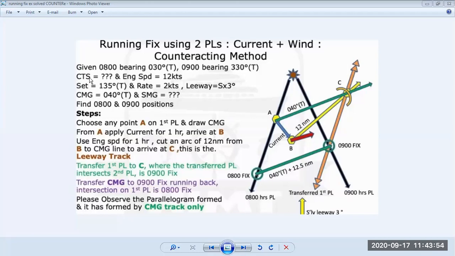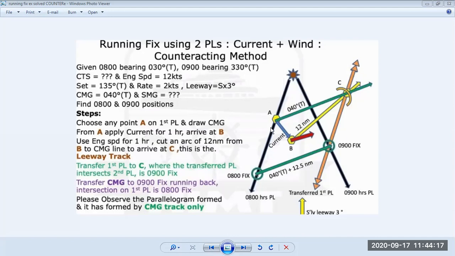Now we know that whenever we want to find the course to steer and the course made good is given, it is the counteracting method. Second, whenever we are doing the counteracting method, first we apply the current on the initial position and then we apply the leeway. So let's start with this method of running fix, the counteracting method.